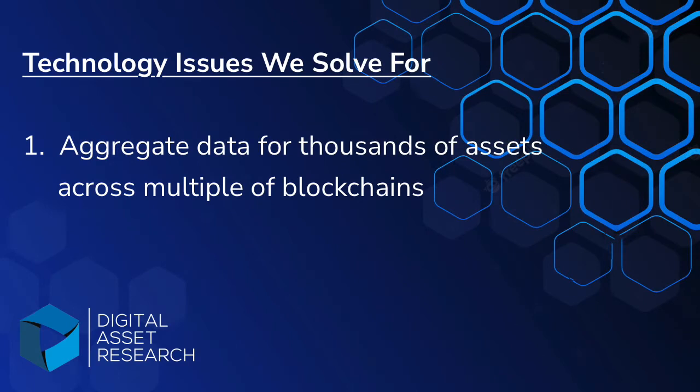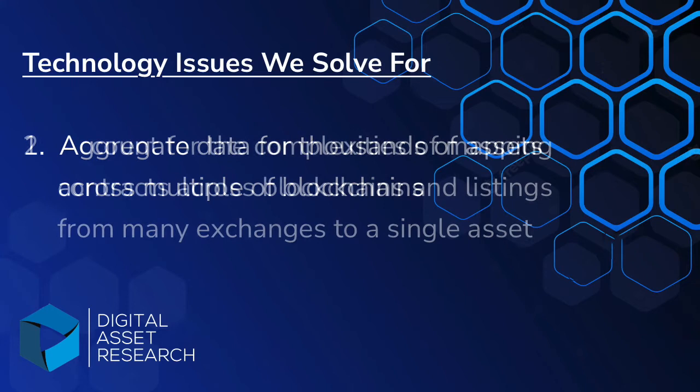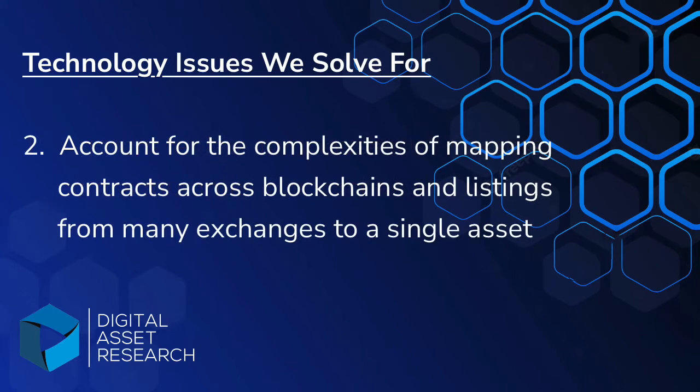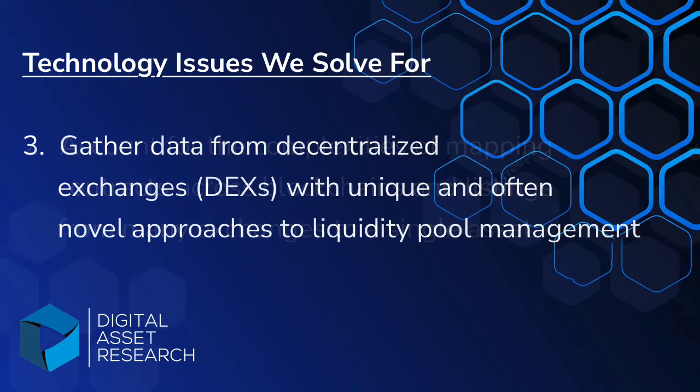We aggregate data across thousands of assets across a multitude of blockchains. We account for the complexities of mapping contracts across blockchains and listings from many exchanges to a single asset, including a space where there are no standards of ways to refer to an asset. We gather data from decentralized exchanges or DEXs with unique and often novel approaches to liquidity pool management. Handling these details allows DAR to deliver a complete and consistent asset vetting experience for our clients.